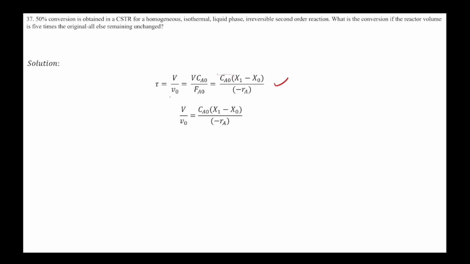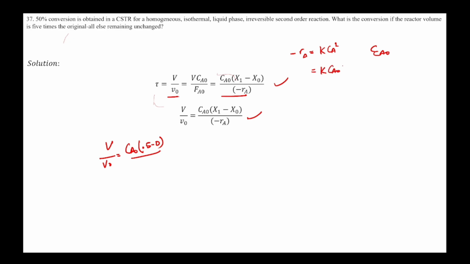We will take this and this. Now, 50% conversion is obtained in CSTR. So V by V naught is equal to CA naught times 0.5 minus 0 upon minus RA. It is a second order reaction, so minus Ra is equal to KCa square. Liquid phase reaction, so epsilon A is equal to 0. I'll write it complete.